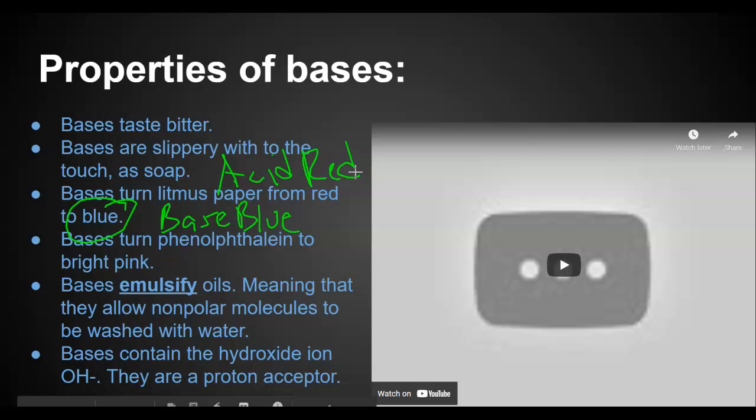Bases emulsify oils. Emulsify oils means this. So here's your drop of oil, and basically it'll capture around it with these base particles, and that causes it to be able to be dissolved in water. And bases are hydroxide ions. So you have an OH negative. Basically, it is a proton acceptor because it really wants an H positive.